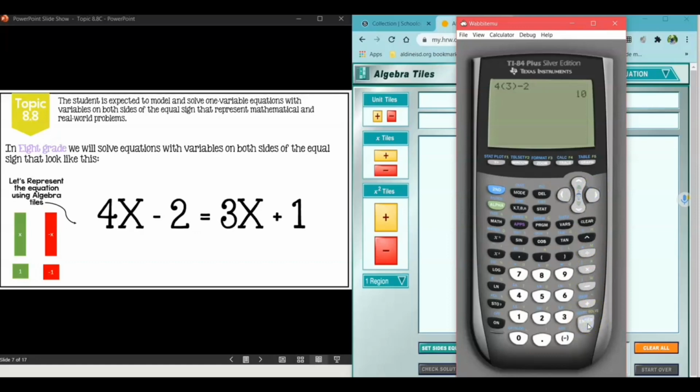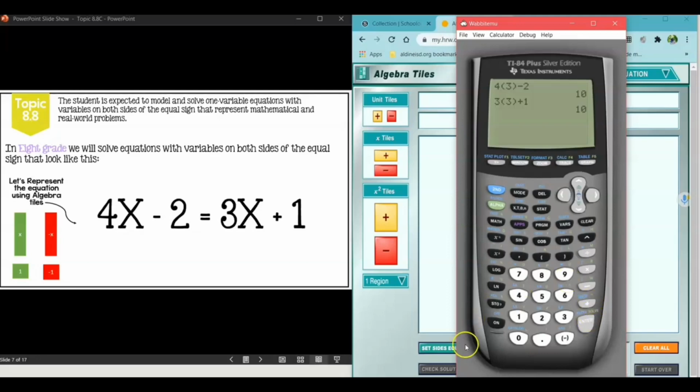So if I get 10 with the left side, I should get 10 on the right side by plugging in the same solution. So 3 times, and we said our x was 3, plus 1. I should get 10 as well. Yep, and that's how you know your solution is correct. So for this equation, x equals 3 is the correct solution.